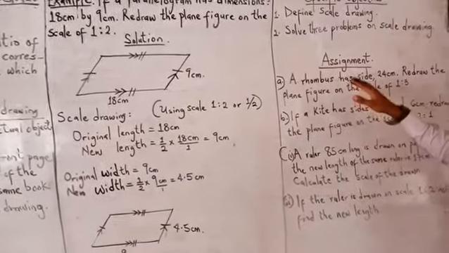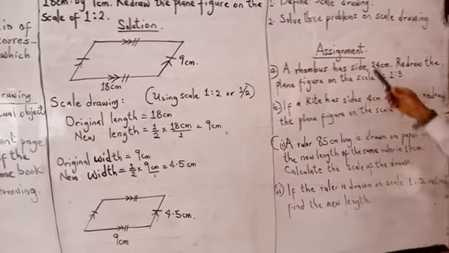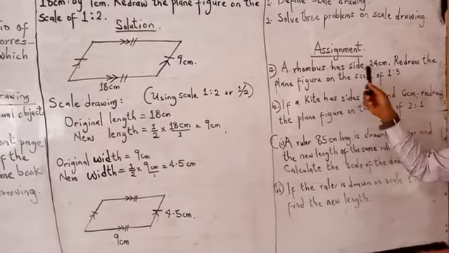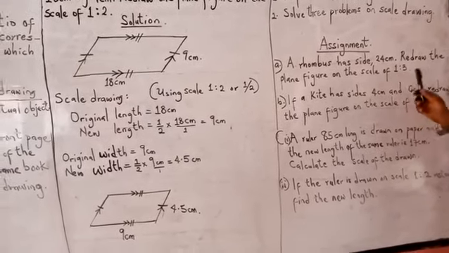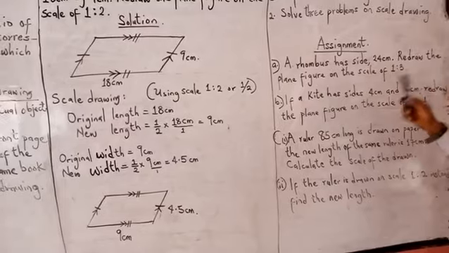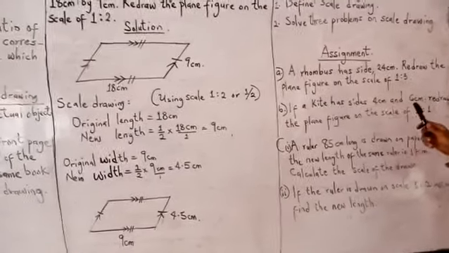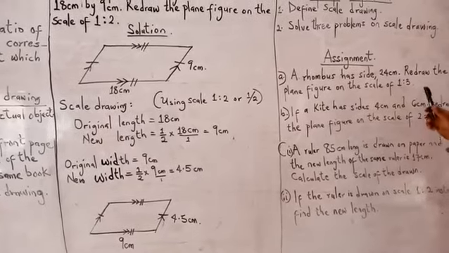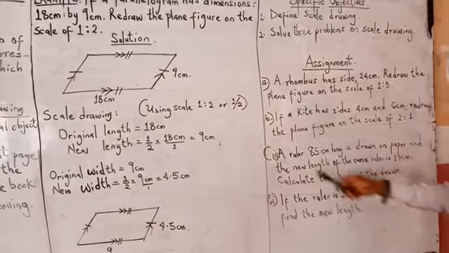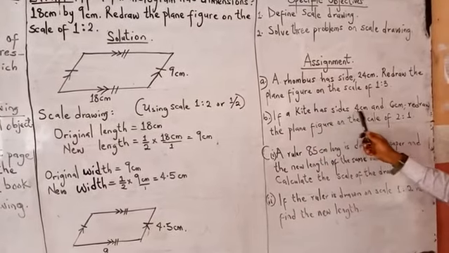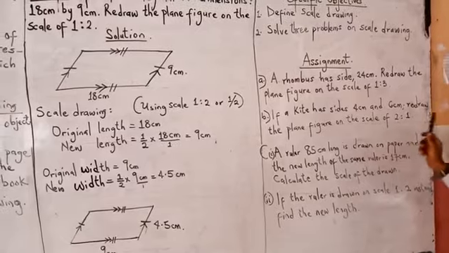Quickly on the assignment, the first question says a rhombus has side 24 cm. Note the word side. I didn't put S. So it means one side is 24 cm. So you should know what the other sides will be if you understand what a rhombus is well. Now redraw the plane figure on the scale of 1:3. B. If a kite has sides 4 cm and 6 cm. Now redraw the plane figure on the scale of 2:1.